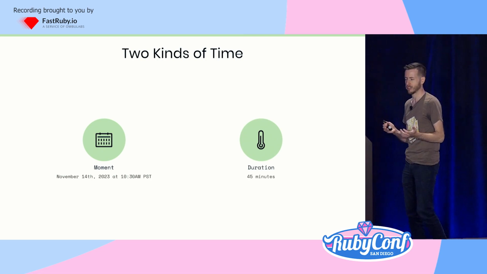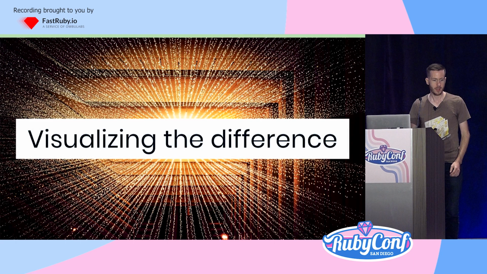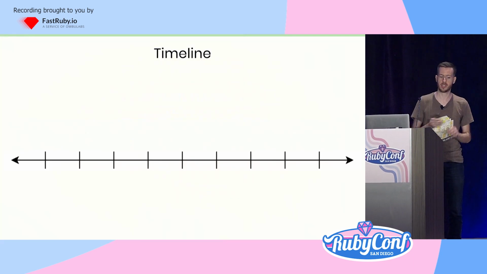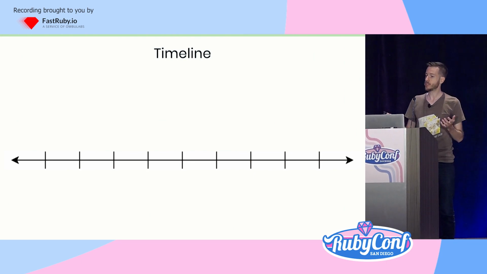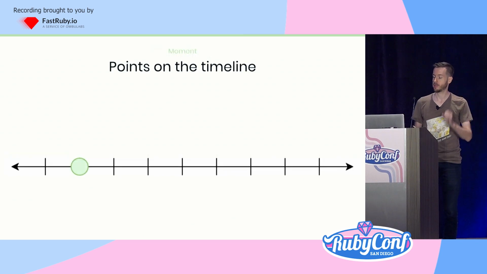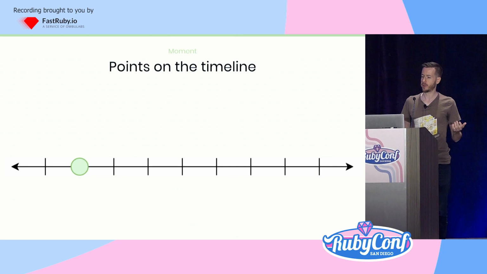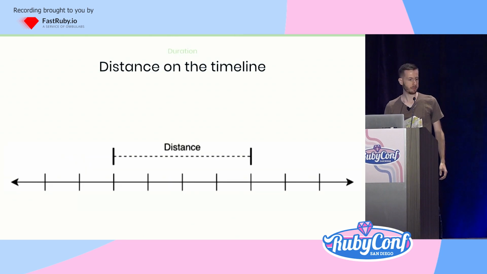Let's try to visualize a little bit of the difference here, because it's not always intuitive. Imagine we have a timeline. So we've got our tick marks, and it just kind of extends infinitely into the future and into the past. Well, moments would be points on that timeline. They're discrete points. Durations, on the other hand, are distances. So we've got points, we've got distances.